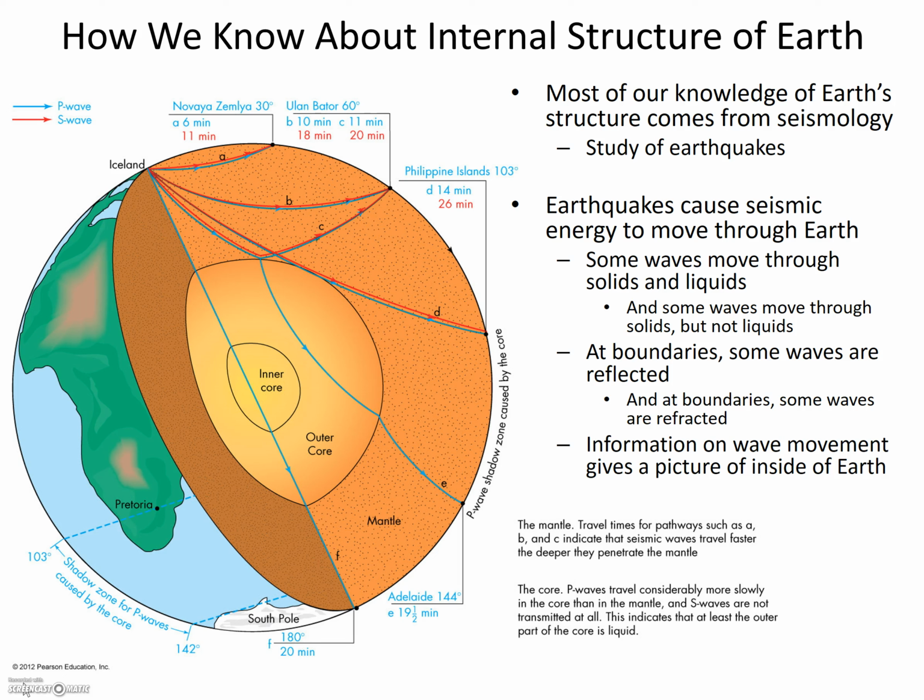In the core, P waves travel considerably more slowly as compared to the mantle, and there are no S waves, which indicates that at least the outer core is liquid. Information on wave movement gives us a picture of the inside of the Earth.